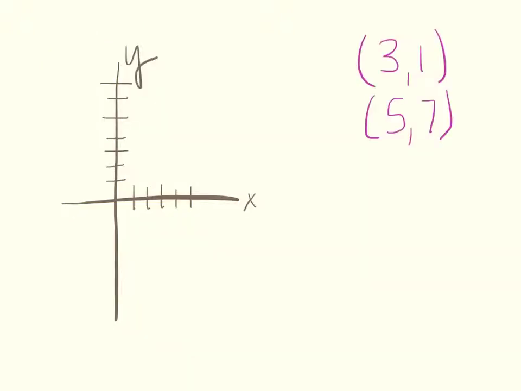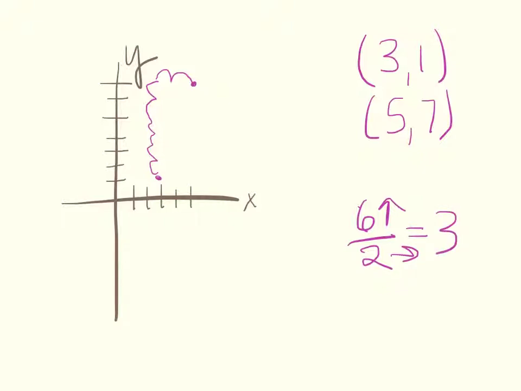Okay, so here's the last example. First thing we're going to do is plot these points. So 3, 1, and then 5, 7. Okay, and then we're going to count how many up. 1, 2, 3, 4, 5, 6 up. So you want 6 up, and then how many over? 2 over, which can reduce to 3.